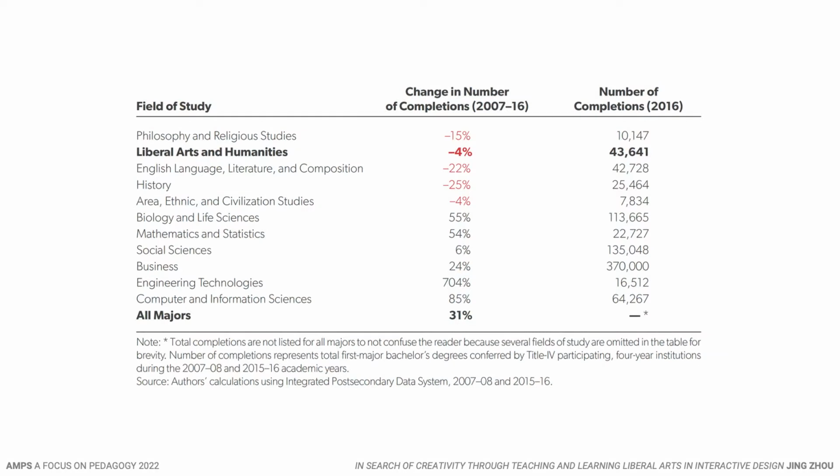One recent study by American Enterprise Institute found that the number of undergraduates earning bachelor's degrees in liberal arts subjects such as philosophy, English, history fell by 4 to 25% between 2008 and 2016, although the total number of bachelor's degrees rose 31% during the same time.